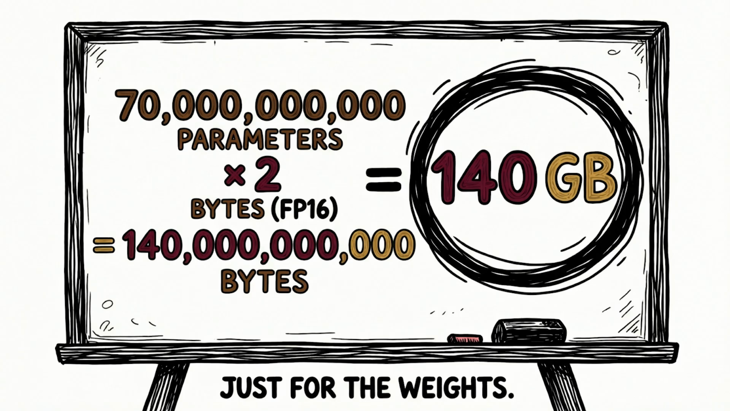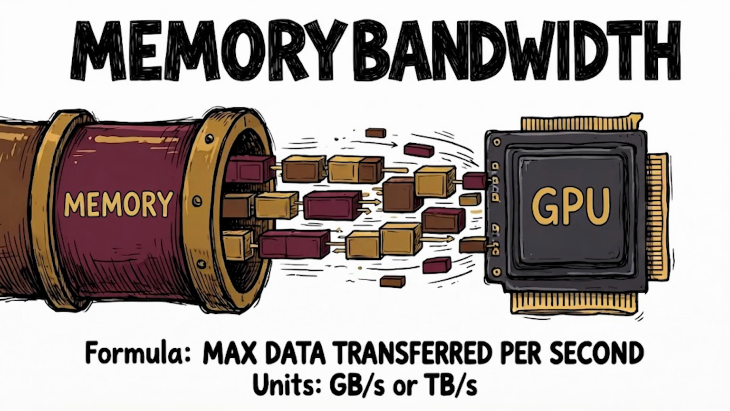A 70 billion parameter model stored in FP16 requires roughly 140 gigabytes just for the weights, and those weights must be read from memory over and over again as the model generates each new token. The speed at which data can be delivered is called memory bandwidth.